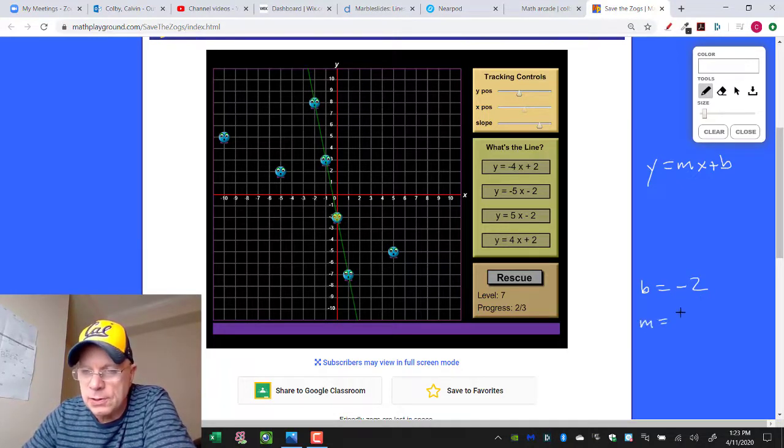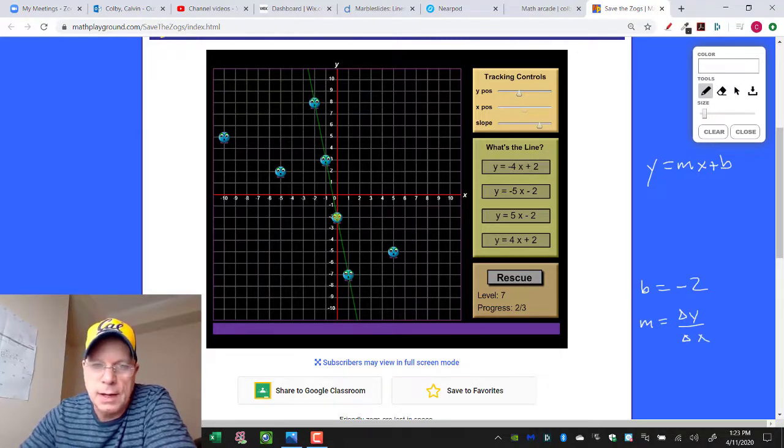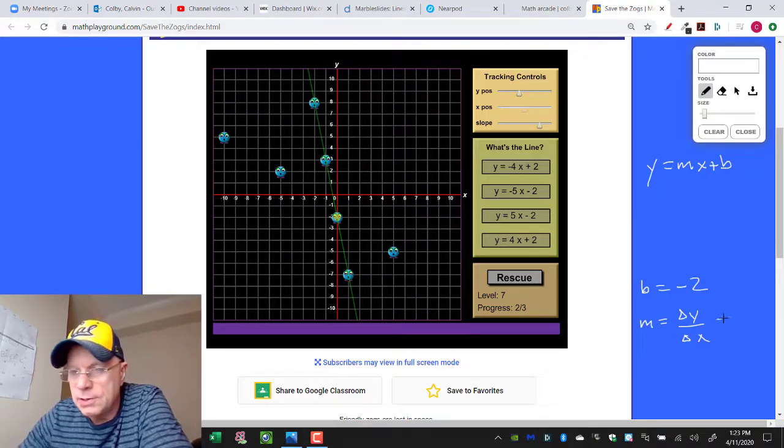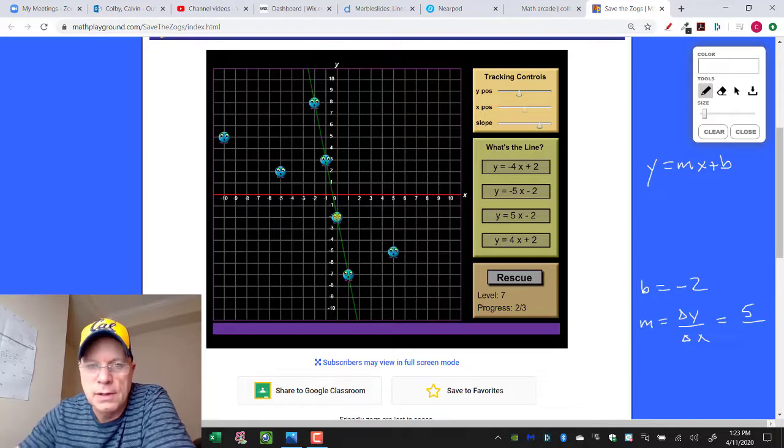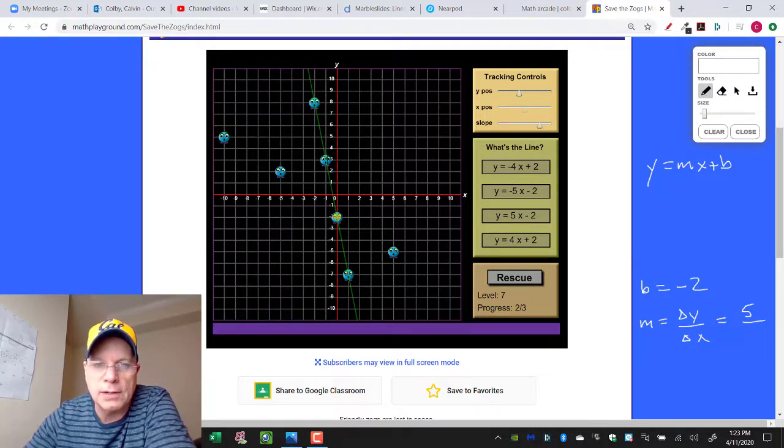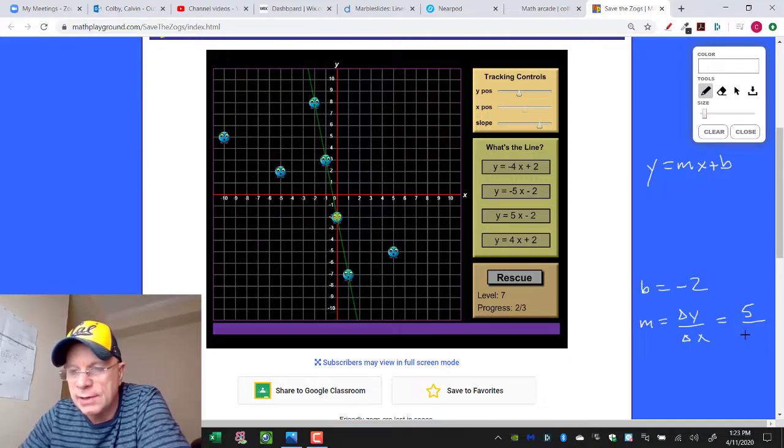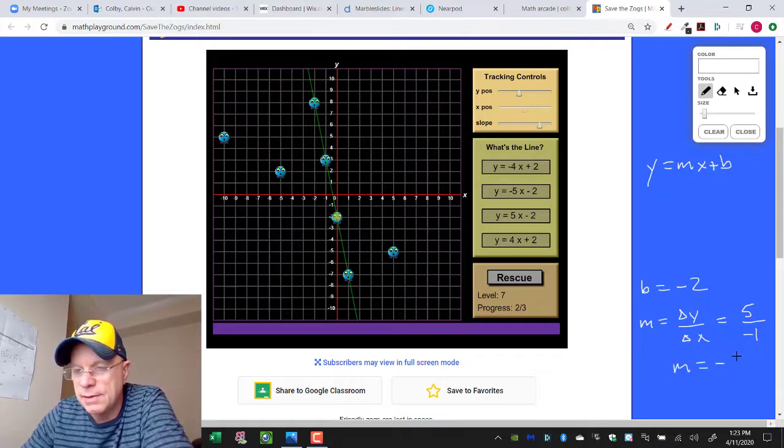Slope is your change in y over your change in x. I'm just going to go from this one to this one. So I'm going up 1, 2, 3, 4, 5. So that's a change in y of positive 5. And then I have to go left 1. Left 1 is negative 1x. Positive divided by negative is negative, and 5 divided by 1 is 5. So m is negative 5.